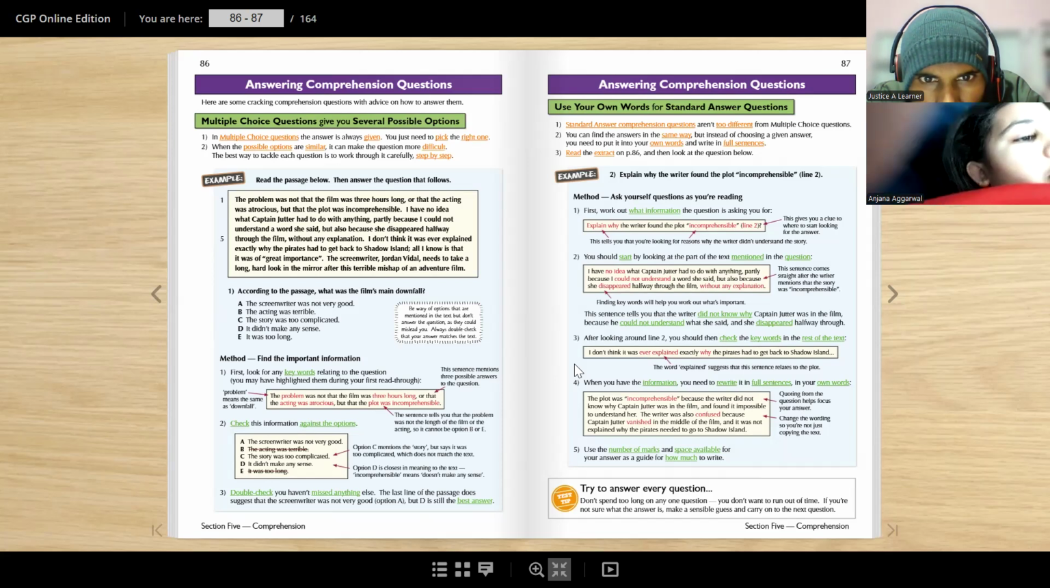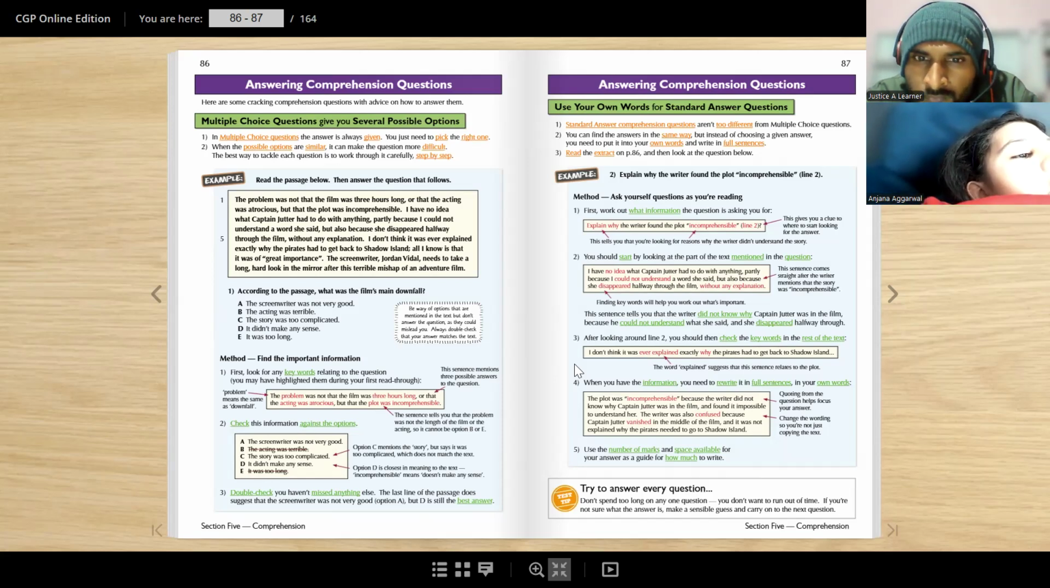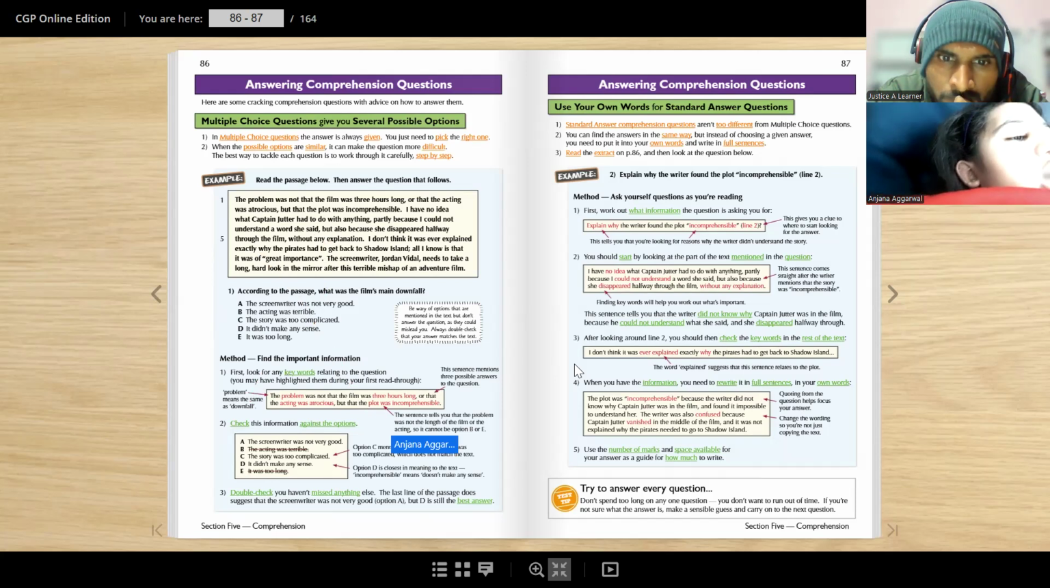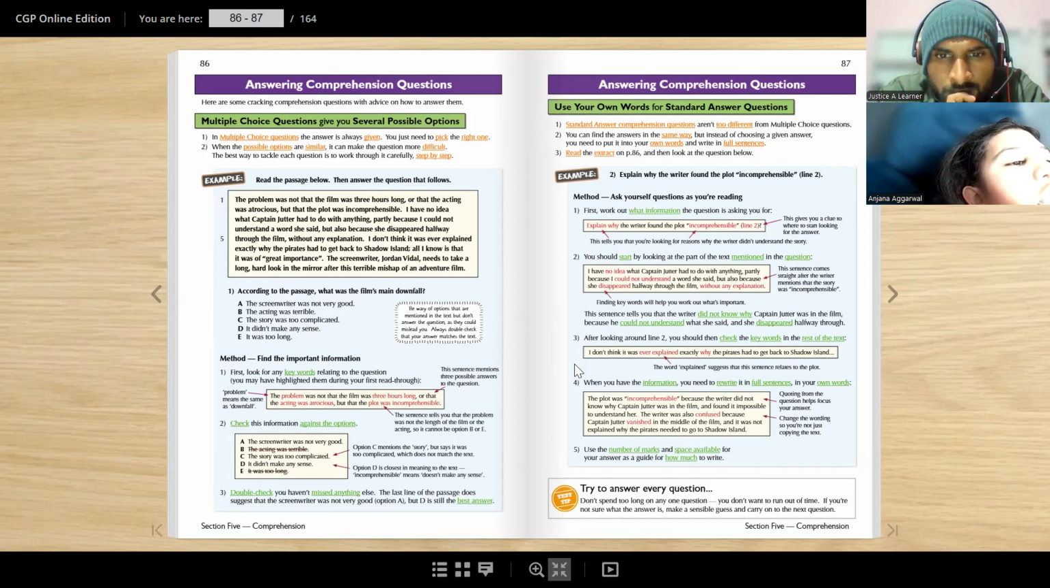Finding key information is important. First, look for any keywords relating to the question. You may have highlighted them during your first read, though I did not, unfortunately. Problem. So the problem was not that the film was 3 hours long or that the acting was excellent, but the plot was incomprehensible. The problem means the same as a downfall.